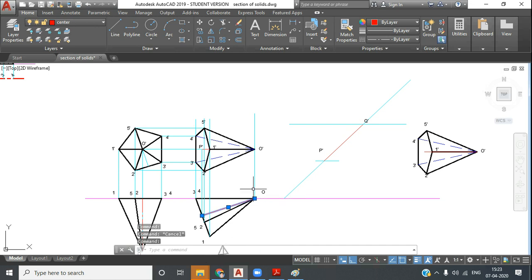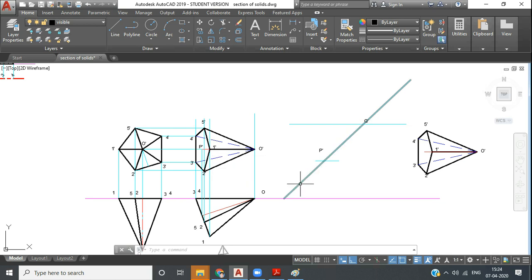So if your axis is inclined, it means the true length of the axis should be inclined. But this is not the true length of the axis. This is actually the elevation of the axis, the front view of the axis. See this line carefully here. This is 56.7, so this is less than 60. So I cannot project this line at the 45 degree line, because 45 degree is for the true length of the axis. But this is not the true length of the axis. This is the front view of the axis.